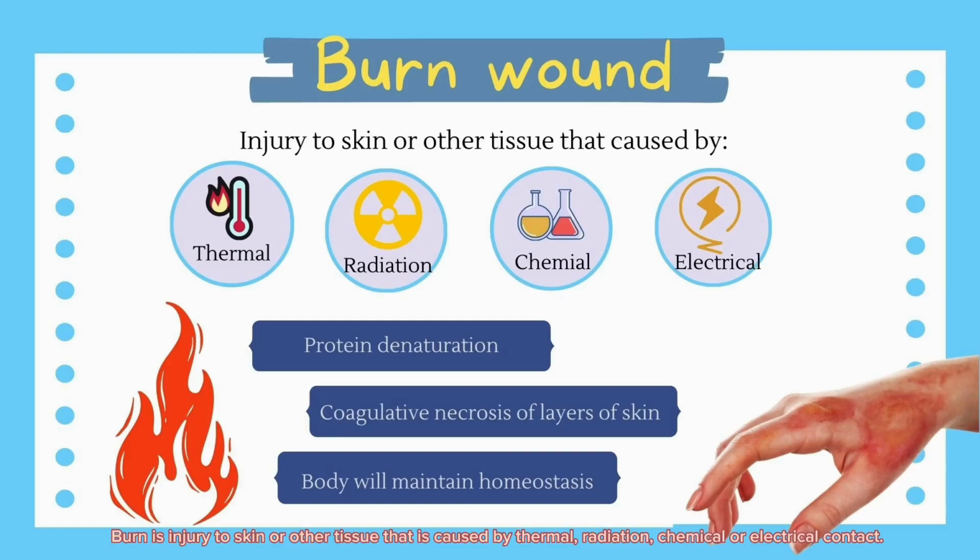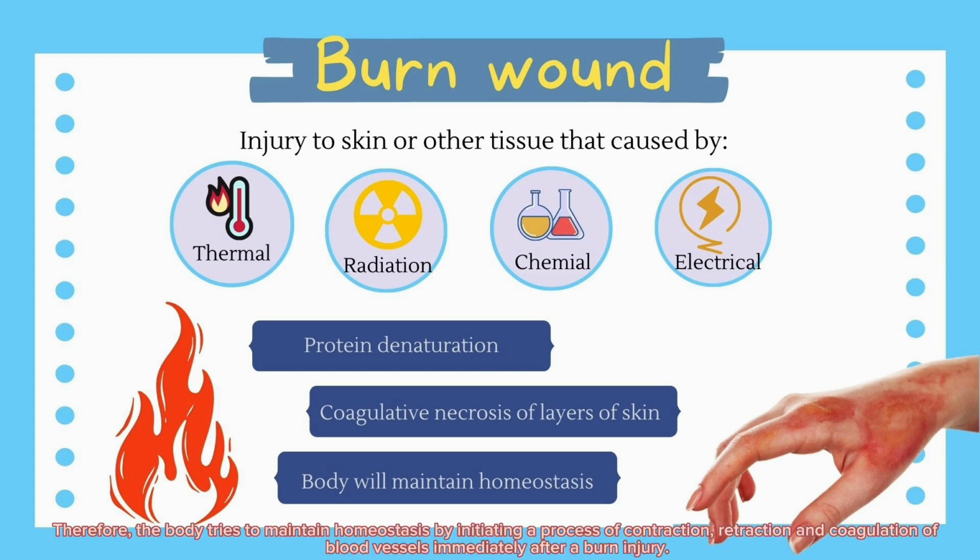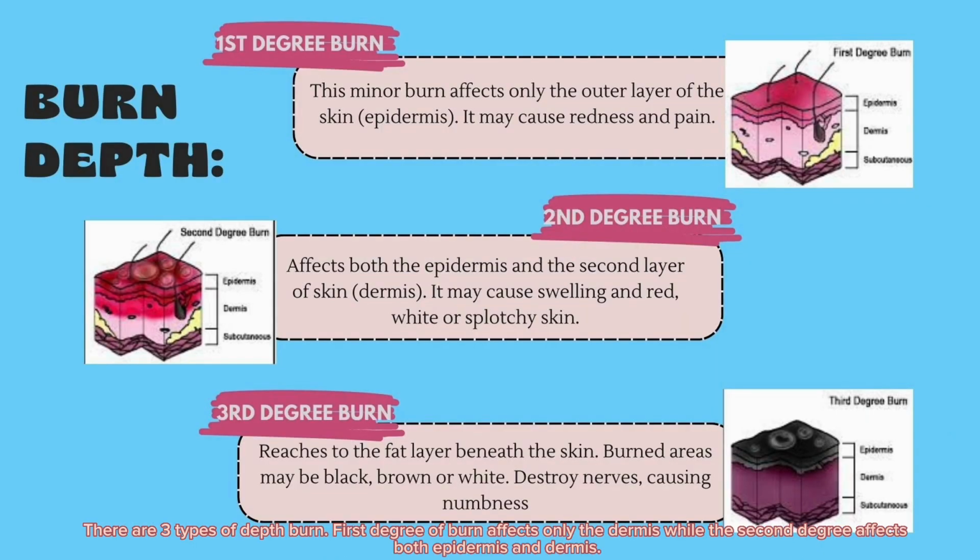Burn is an injury to skin or other tissues that is caused by thermal, radiation, chemical or electrical contact. Heat from burns causes protein denaturation and coagulative necrosis of various layers of skin and underlying tissues. Therefore, the body tries to maintain homeostasis by initiating a process of contraction, retraction, and coagulating of blood vessels immediately after a burn injury. There are three types of depth burns.